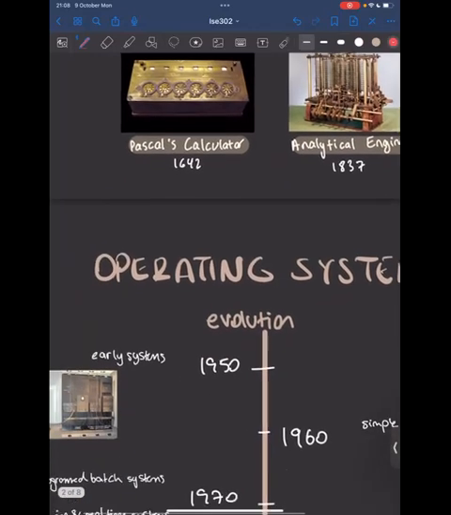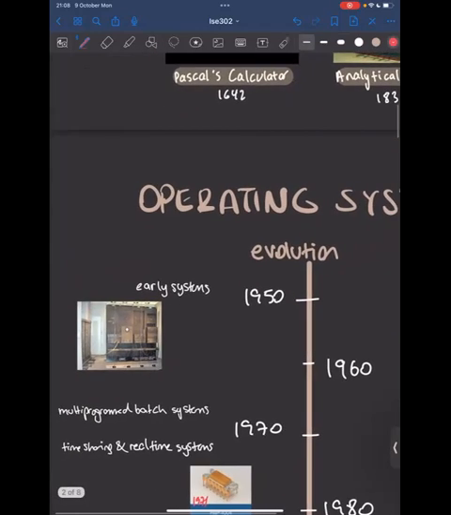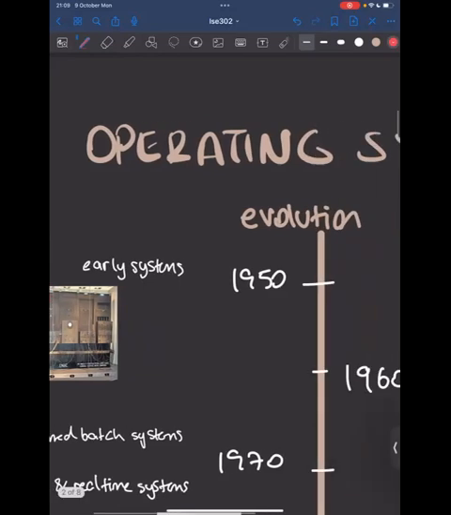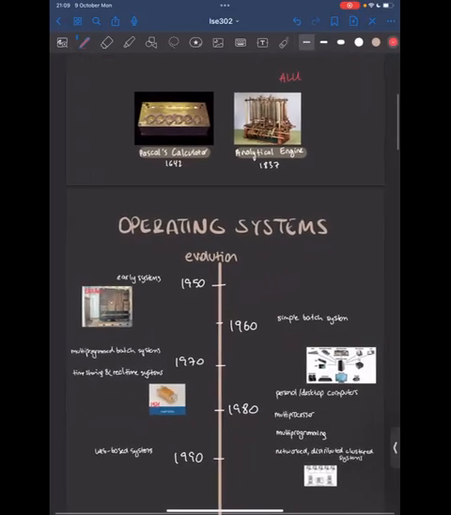So in the 1940s and 1950s, we had vacuum tube computers like ENIAC. This is ENIAC. It was the first ever electronic digital computer. It used vacuum tubes to do complex math problems and solve mathematical equations. In 1960s and 1970s, we see simple batch systems and multi-program batch systems. These batch systems have no time limits back then.